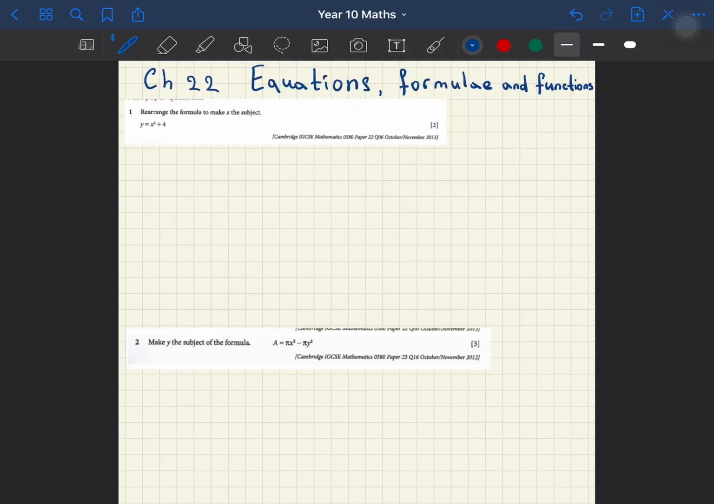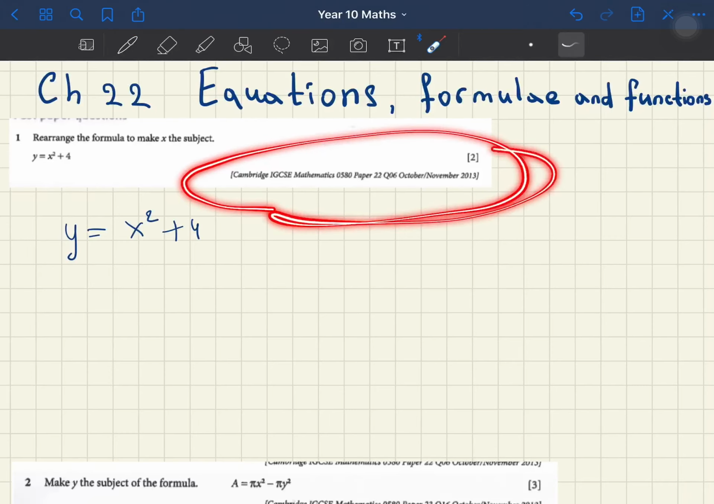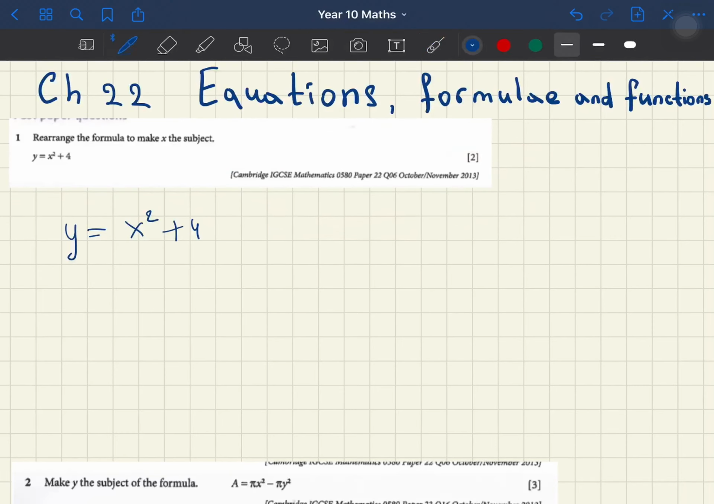Okay, one more topic is equations, formula, and functions. And first thing we have to do is rearrange the formula to make x the subject. Y equals x squared plus 4. As you can see, all the questions are actually from past papers. And also in the exam, all questions are also going to be from past papers. Just so you know, ladies and gentlemen.